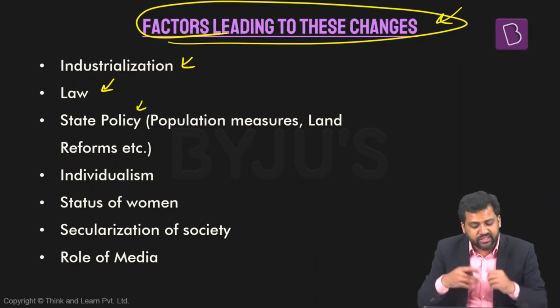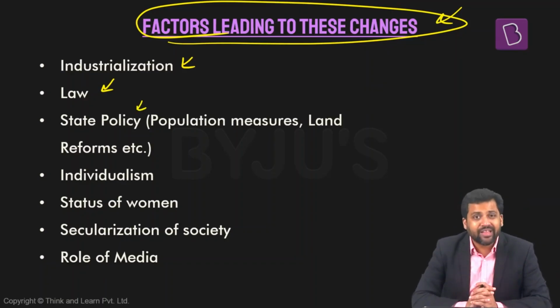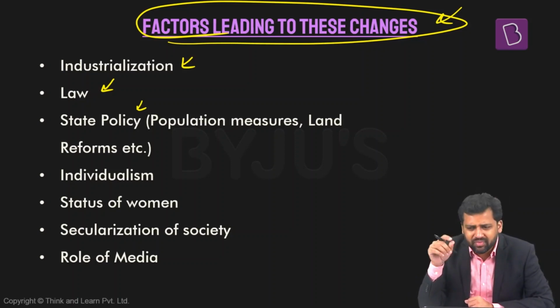Law also has a significant role to play. State policy also has a significant role to play. I'll give you an example of this. If there is a law which prevents child marriage, if there is a law which prevents people from getting married at a younger age, what will happen? People will most likely get married at a slightly higher age. As a result, the family size will not be large. If people are getting married at a younger age, chances of pregnancy will be high, chances of them having more number of kids will also be high. So law has these kinds of implications.